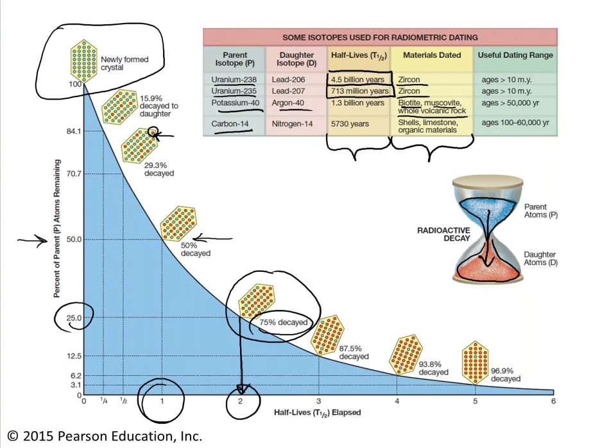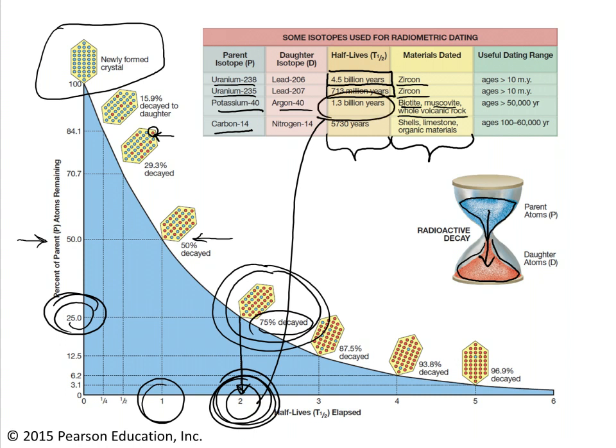material in this column. So say we're dealing with potassium-40, argon-40, and we've got 25% potassium-40 and 75% argon-40, indicating 2 half-lives have passed. We need to multiply 2 by 1.3 billion years. So we end up with 2.6 billion years.